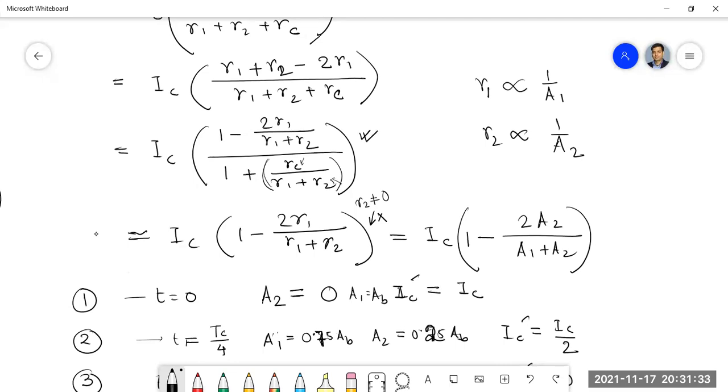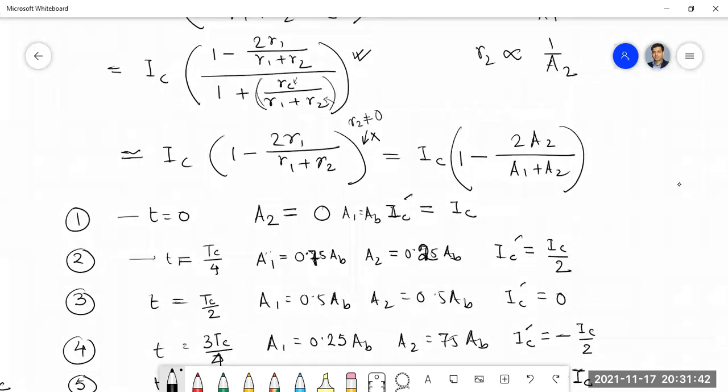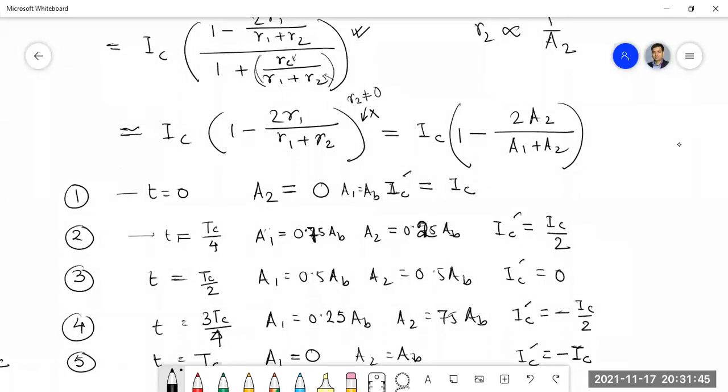Understood? Yes, sir. Do you understand what I'm saying? Then if we take that expression, what will the change be here? I'm just asking whether there will be any change in instant 1 values or instant 5 values. Let me know. If RC is finite, if RC is not zero, will there be any change in instant number 1 and instant number 5?